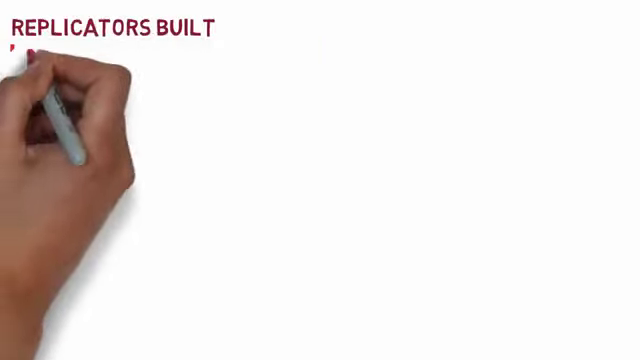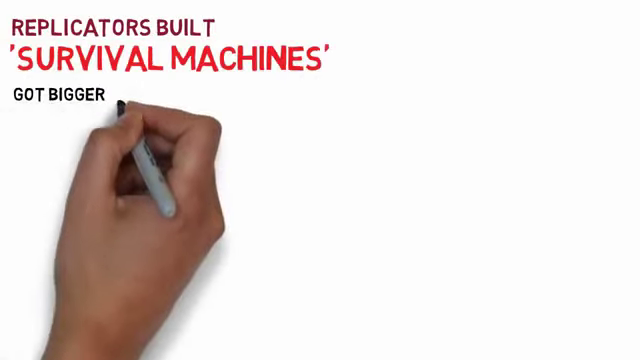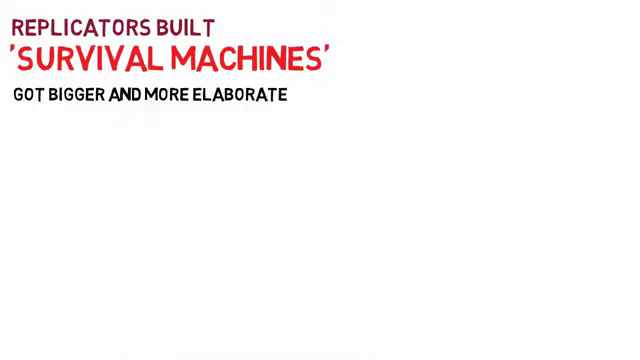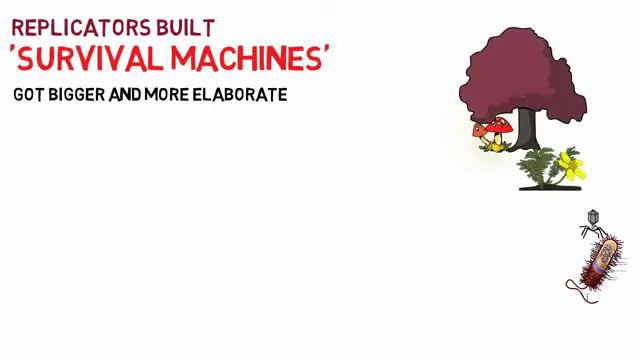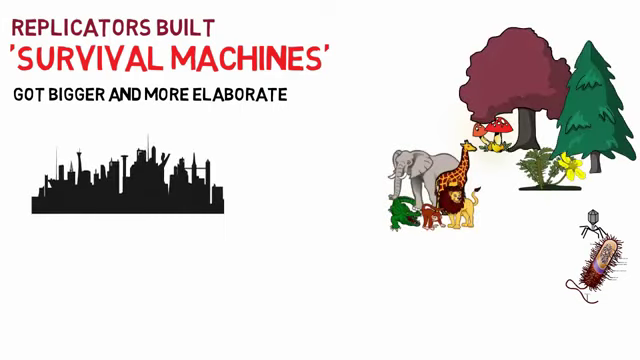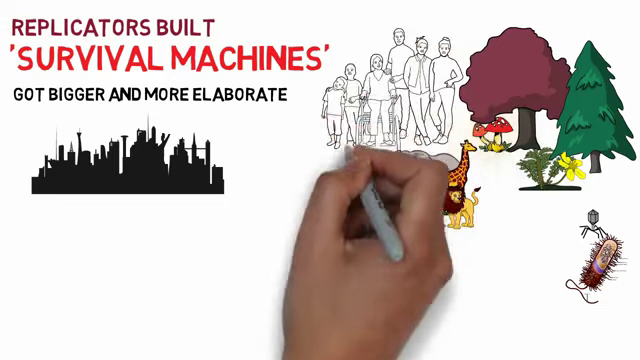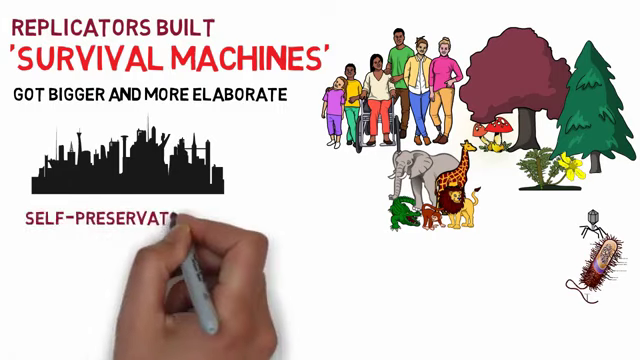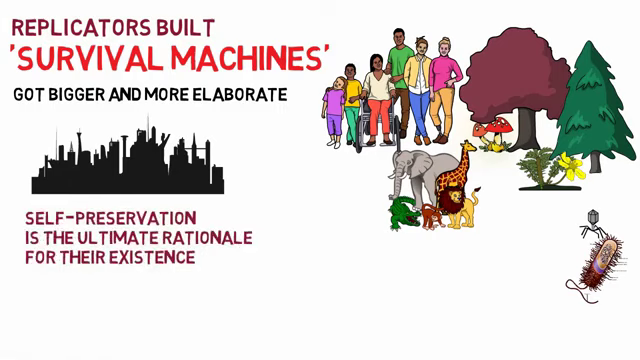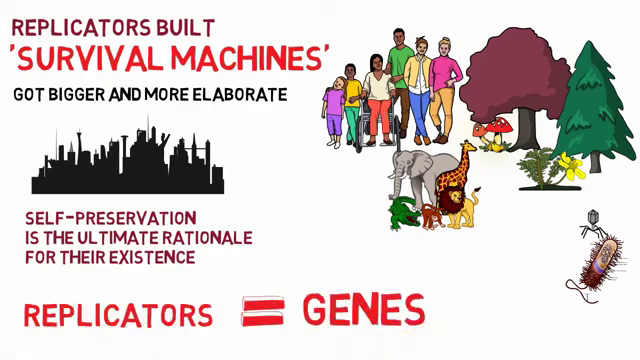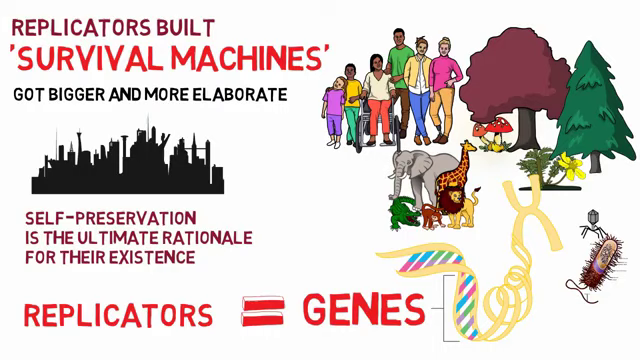Replicators that survived built survival machines for themselves to live in, which got bigger and more elaborate. The process was cumulative and progressive. After about 4,000 million years, replicators now live in huge colonies, safe inside large robotic machines, inside different species. The replicators created us, and self-preservation is the ultimate rationale for their existence. These replicators are called genes, and we, humans, animals, plants, bacteria, and viruses, are their survival machines.